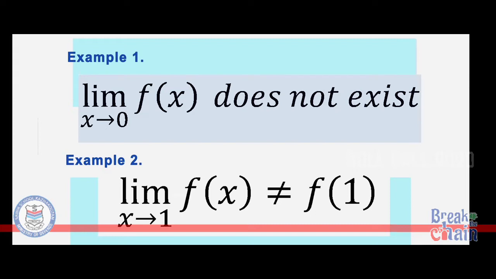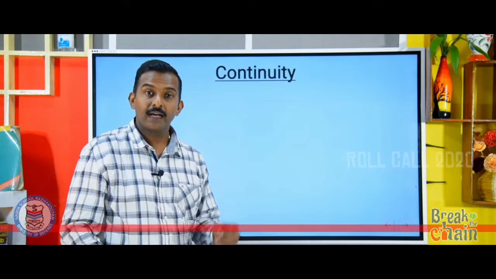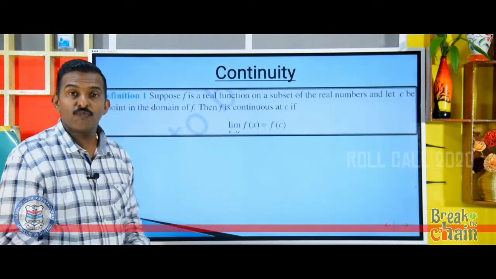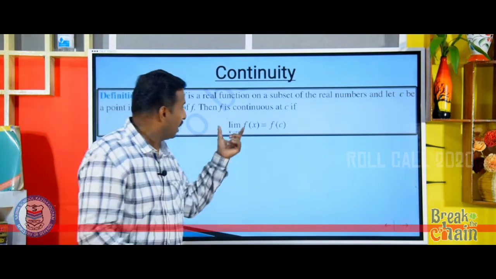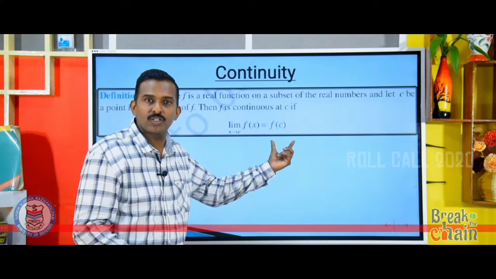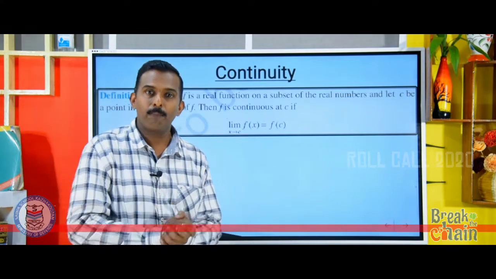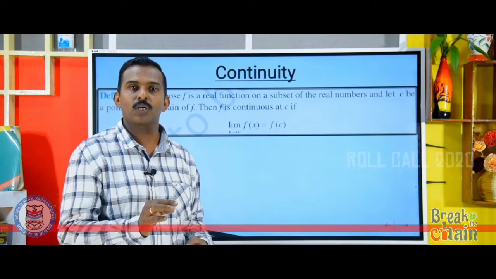Now with this we will move to the definition of continuity of a function at a point. When will you say that a function is continuous at a particular point? We will go to the definition of continuity. Continuity of a function at a point. A function is said to be continuous at a point x equal to c if the limit of the function is equal to the function value. I will again repeat. A function is said to be continuous at a point x equal to c if the limit value of the function is equal to the function value.